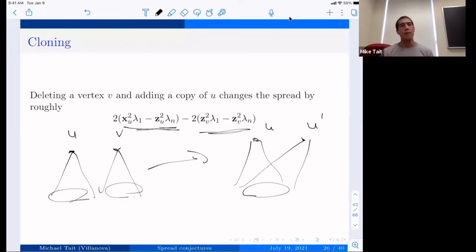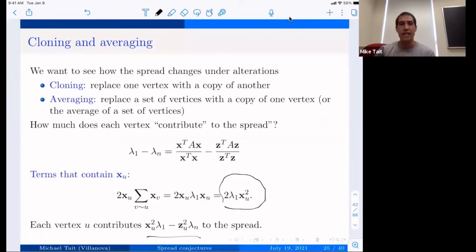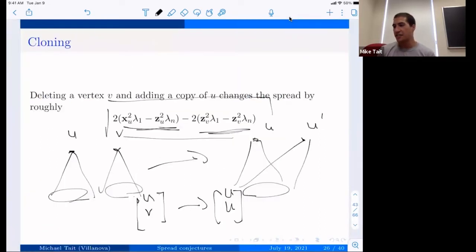I say roughly because I'm also going to change the eigenvector. So here before I had some eigenvector with some entries corresponding to u and v, and I'm going to change it to an eigenvector with 2 entries that are the same. And so this changes the eigenvector. So this quantity that I've written here is how much x transpose Ax minus z transpose Az changes. But when I make this change to my eigenvector, the norms of the vectors might change a little bit. And so that's why I say this is roughly how much it changes the spread. There's a small error term, but the error term is small.